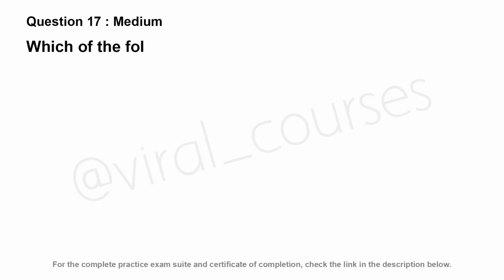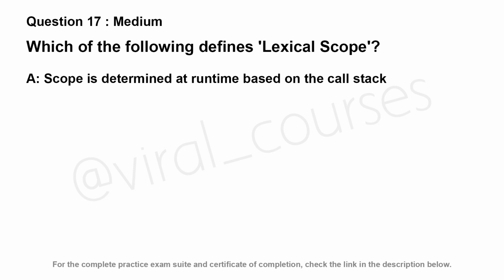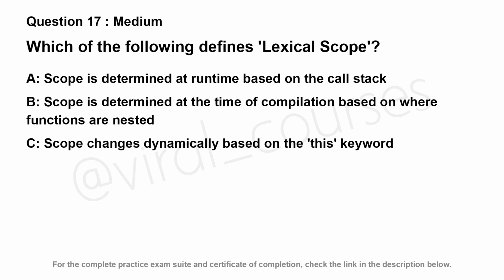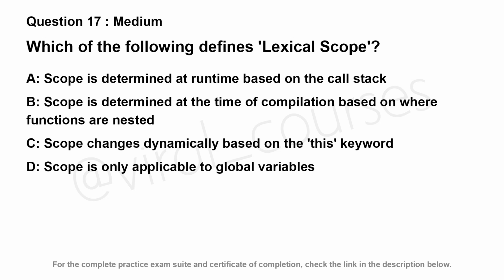Which of the following defines lexical scope? Option A. Scope is determined at runtime based on the call stack. Option B. Scope is determined at the time of compilation based on where functions are nested. Option C. Scope changes dynamically based on the this keyword. Option D. Scope is only applicable to global variables.